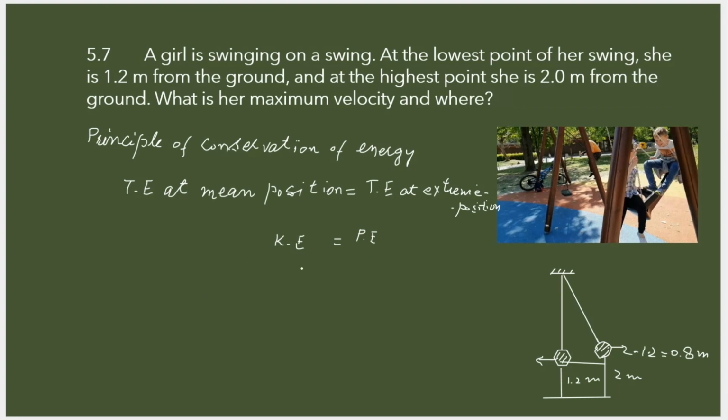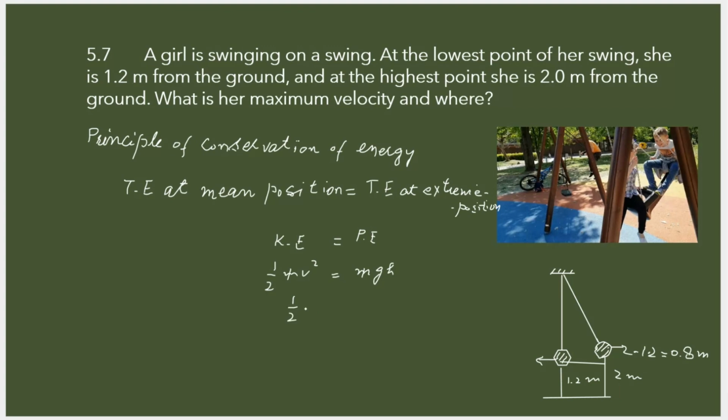So we put their formulas. The formula for kinetic energy is 1/2 mv square, and the formula for potential energy is mgh, where m is the mass of both the swing and the girl. We cancel this mass because they are the same. So we will be left with 1/2 v square is equal to gh.